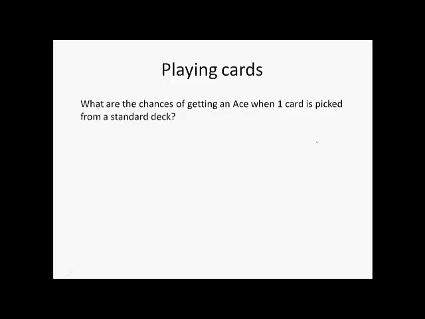What are the chances of getting an ace when the first card is picked from a standard deck? So again, I know that there are 52 cards, the total number of outcomes, that is the denominator, and there are 4 aces in the pack, one from each suit. As I have to pick just one ace, any one of these 4 aces would be sufficient. So the probability of picking an ace when a single card is picked from the standard deck is 1 by 13.